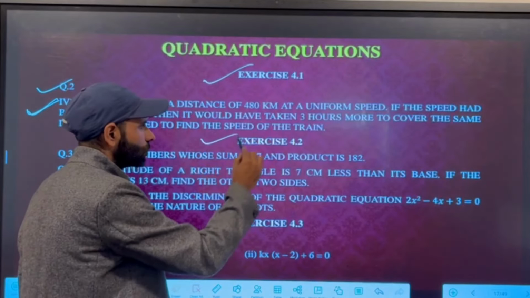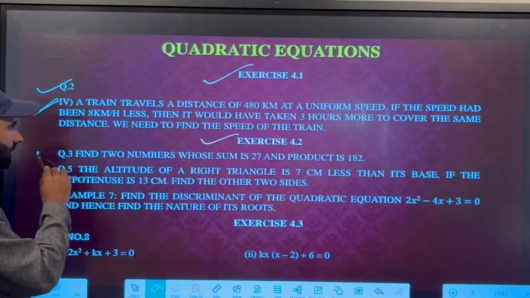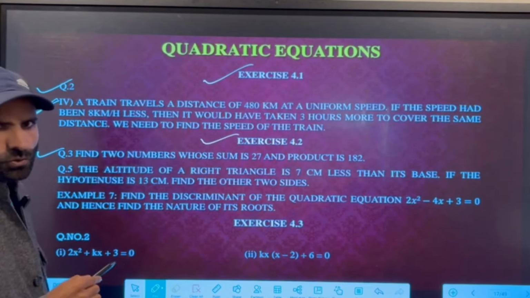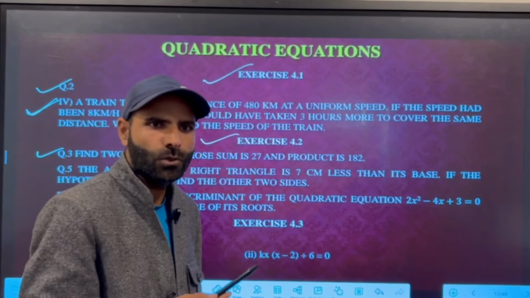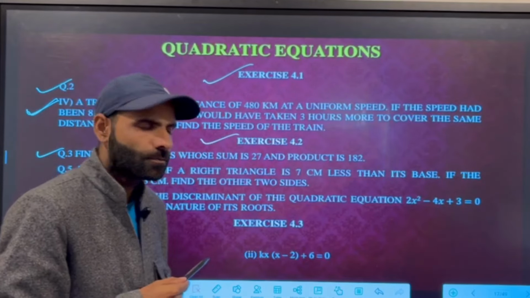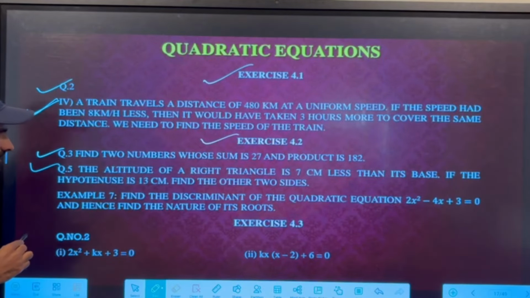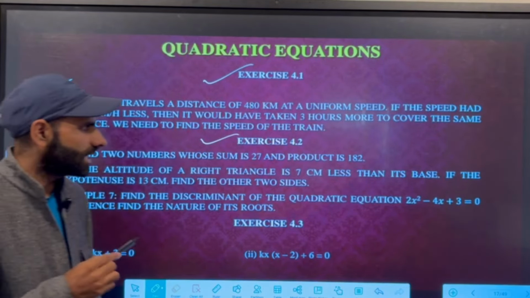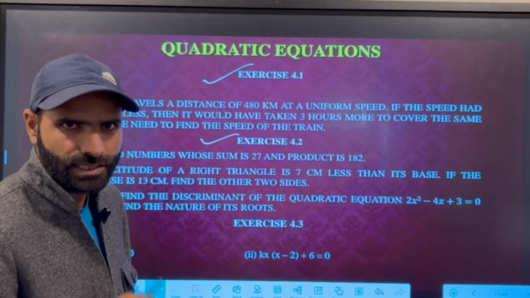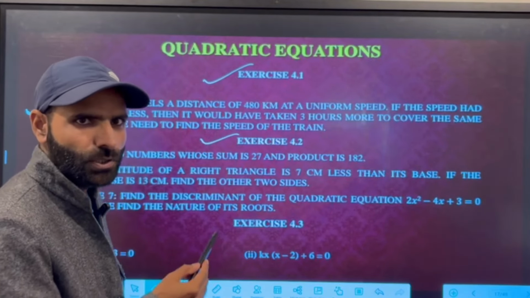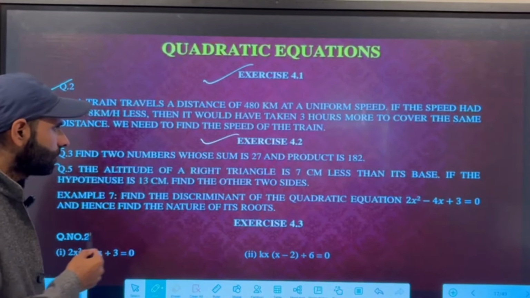Exercise 4.2, question number 3. Find two numbers whose sum is 27 and product is 182. From the same exercise, question number 5 is important. The altitude of a right triangle is 7 cm less than its base and its hypotenuse is 13 cm. Find the other two sides.